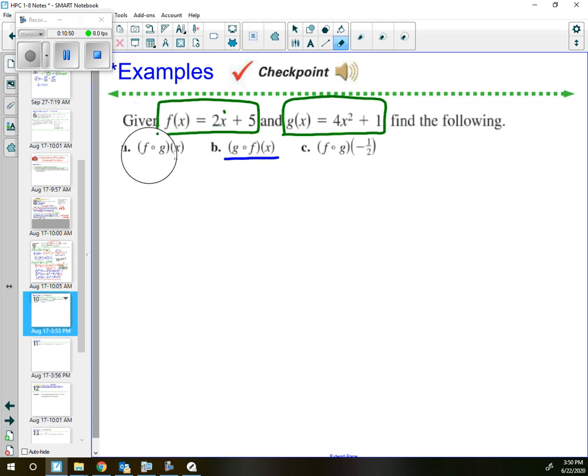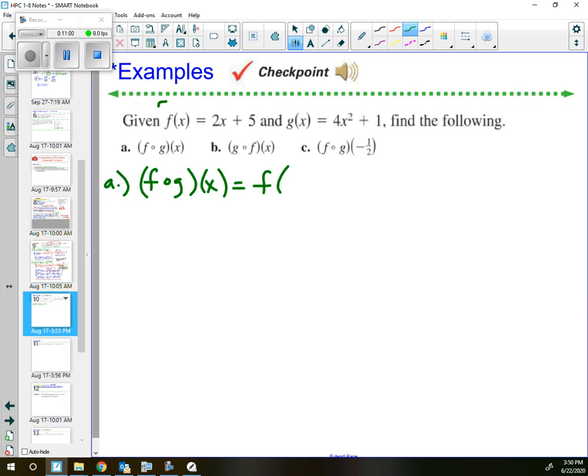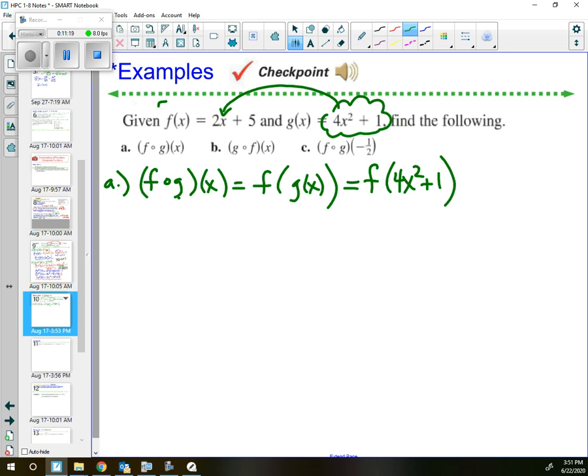All right, so this is going to give us a little bit more practice, and we'll do part A. We're going to do f composed with g first. Remember, that means f of g of x. So that means the second function name, g, is going to get substituted into f. So I'm going to take the rule for g and replace it into the function f for that x. That means I'm going to be doing f of 4x squared plus 1. So I'm going to be doing that rule.